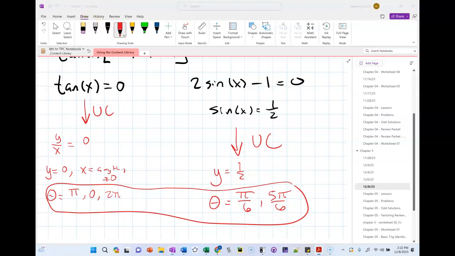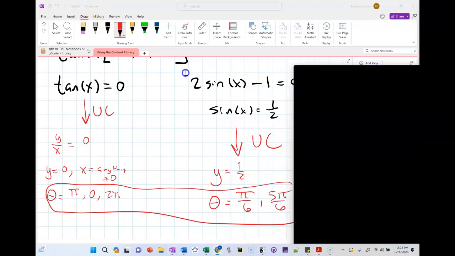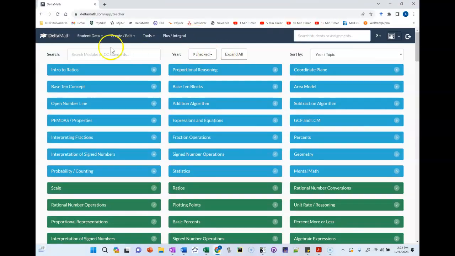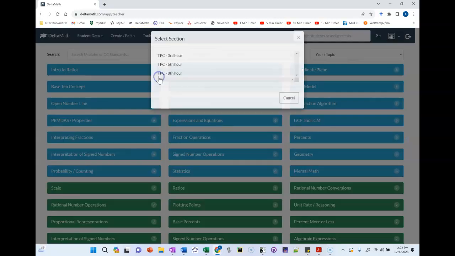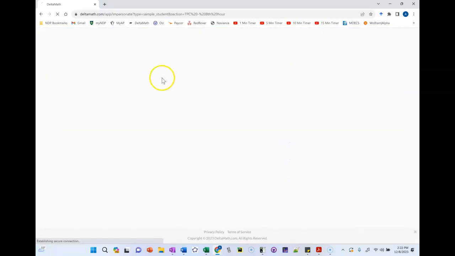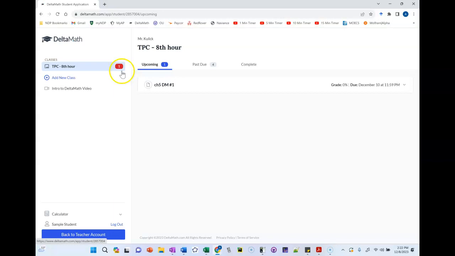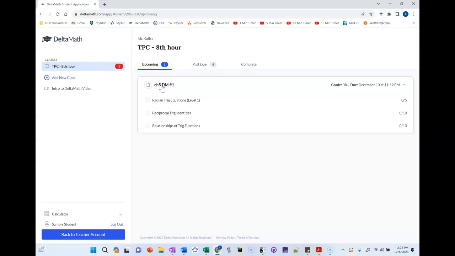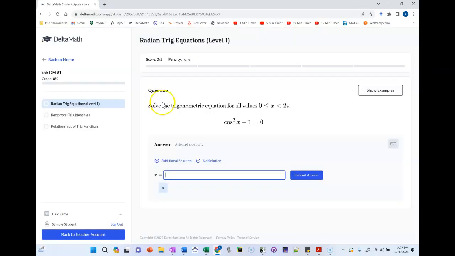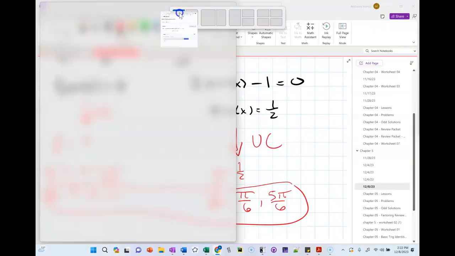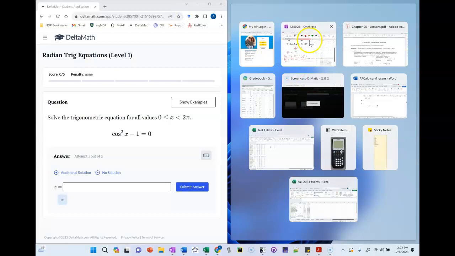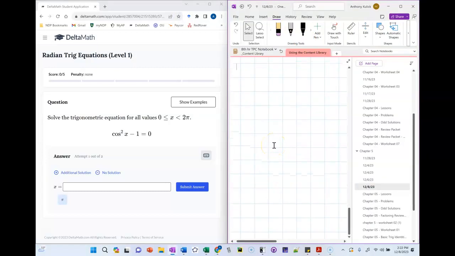So for today, you can be working on one of three things. So I have a Delta Math for you. Let me show you what's on there. So there's three types of problems on there. One type of problem is just like what we've been doing.